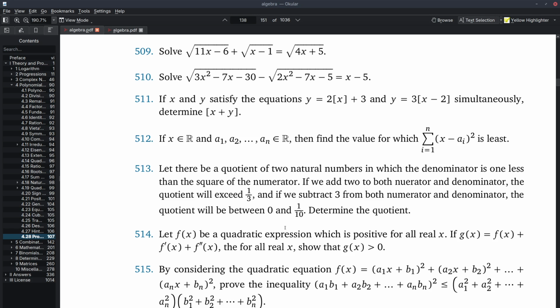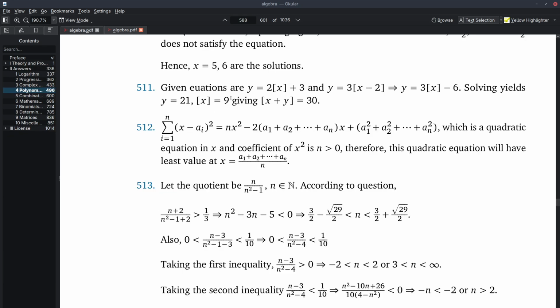Question 511 says that if x and y satisfy the equations y is equal to 2 into the integral part of x plus 3, and y is equal to 3 into the integral part of x minus 2 simultaneously, determine the integral part of x plus y. So we have one equation, y is equal to 2 into the integral part of x plus 3, and y is equal to 3 into the integral part of x minus 2, which implies that y is equal to 3 into the integral part of x minus 6.